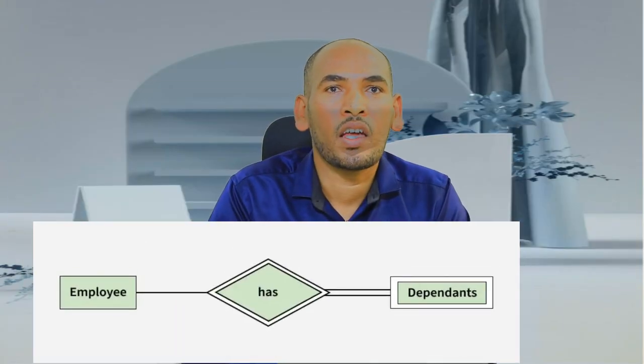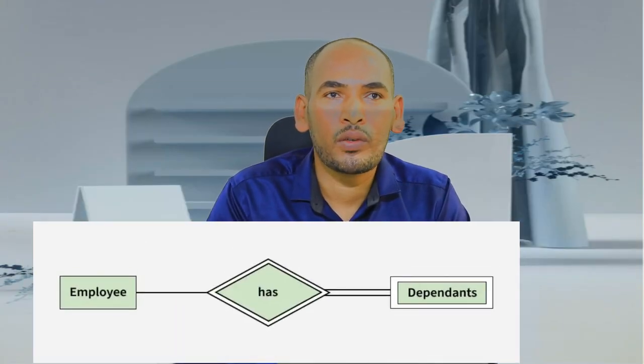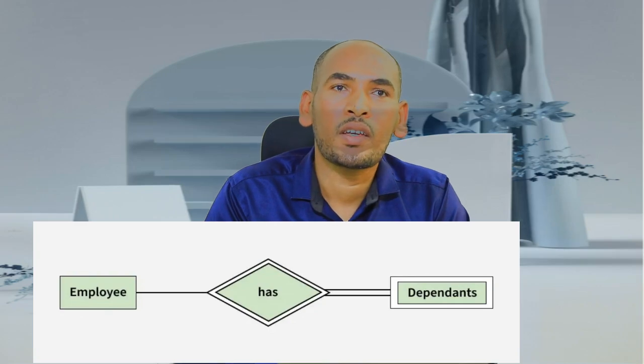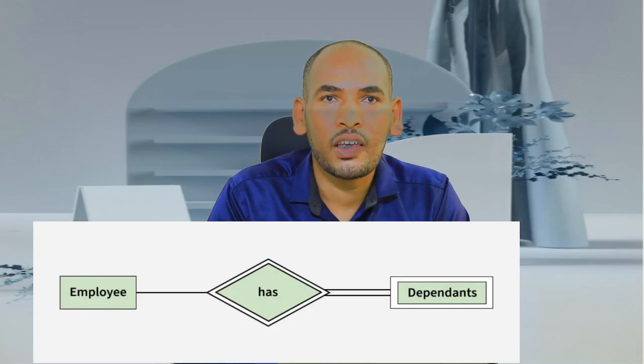Another important concept is the weak entity type. Weak entities do not have their own key and they depend on the owner entity for identification. They always participate totally in an identifying relationship. For example, dependent is a weak entity that depends on employee. Weak entities use a partial key which uniquely identifies them within the context of their owner.